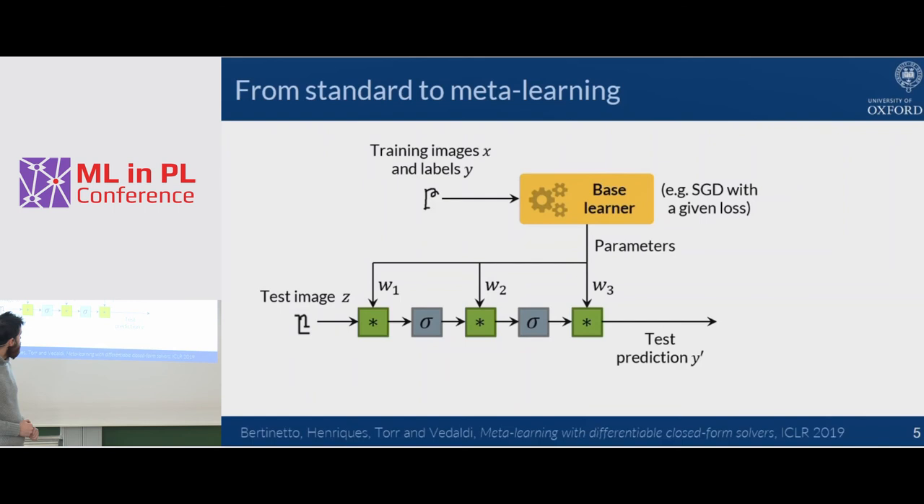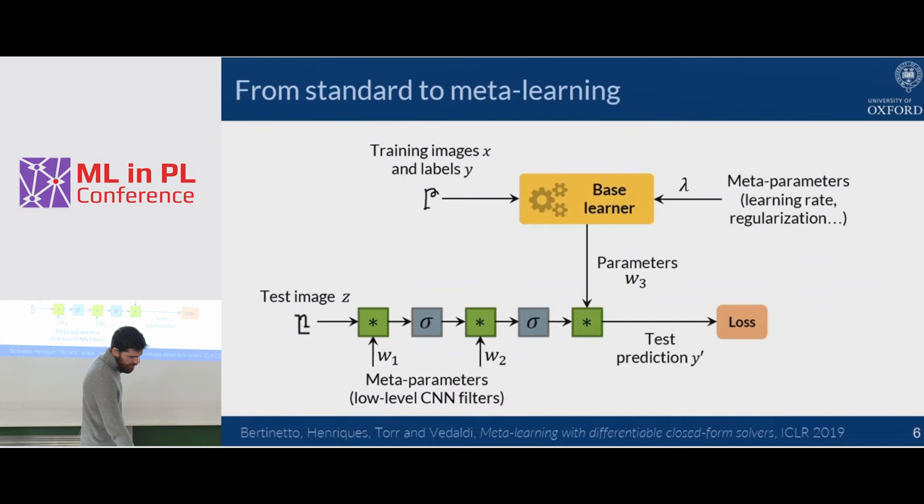So in the context of a deep network, you can consider that this way of training networks is kind of like this black box, or actually here, yellow box. That's the base learner. That would be a standard algorithm like SGD. And its goal is to output some parameters, in this case, some weights of a convolutional network, so that it can use those weights to classify a new test image and give a prediction about that image. So that's essentially a big abstraction of the standard pipeline.